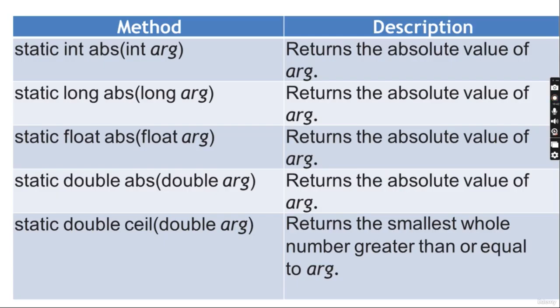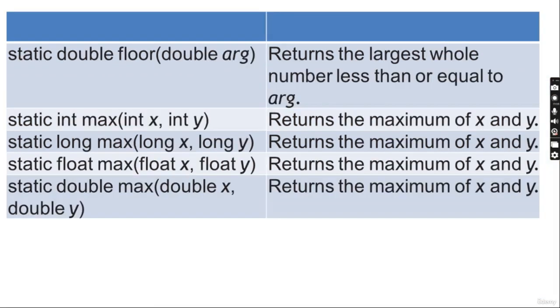Static int abs(int arg) returns the absolute value of arg. Static long abs(long arg) returns the absolute value of arg. Static float abs(float arg) returns the absolute value of arg. Static double abs(double arg) returns the absolute value of arg. Static double ceil(double arg) returns the smallest whole number greater than or equal to arg. Static double floor returns the largest whole number less than or equal to arg.